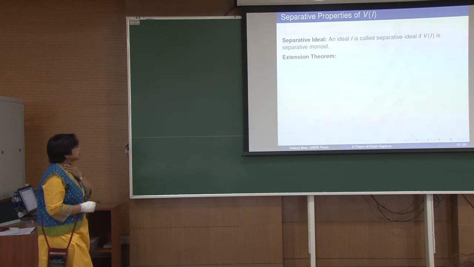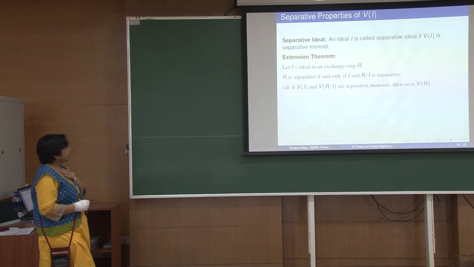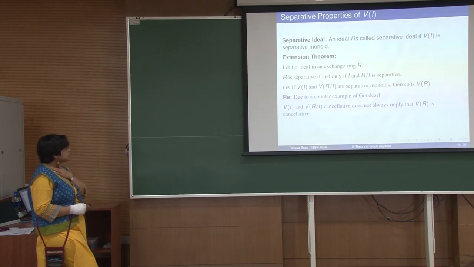Here we shall recall, we don't need it, but it is good to remind, the extension theorem for the separative property: for an ideal I in an extension ring R, R is separative if and only if I and R/I are separative. Like many other properties in group theory, here also we have this property. That is, if V(I) and V(R/I) are separative monoids, then so is V(R). Due to a counterexample from group theory, this is not true for the cancellative property. So separativity leads to better closure properties than cancellativity.